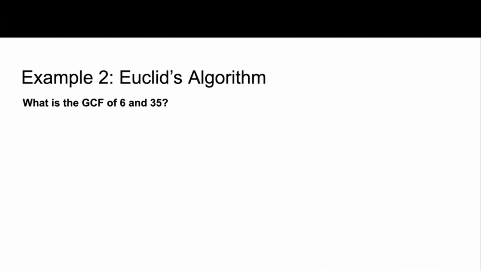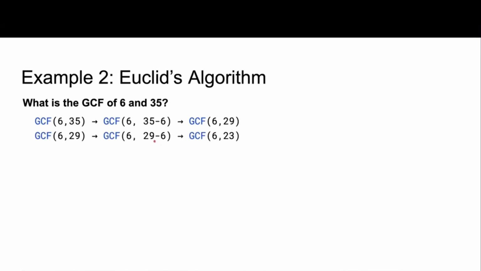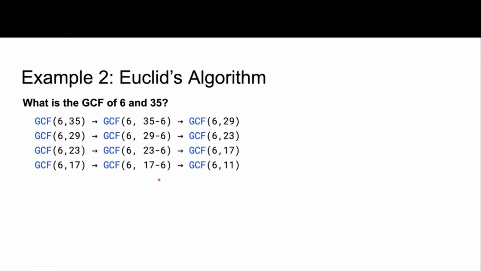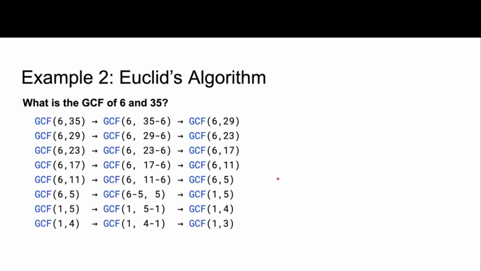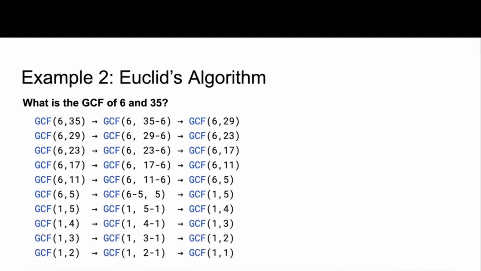Let's do another example. What is the greatest common factor of 6 and 35? First, we determine the largest number out of 6 and 35, and we subtract the smaller. So 35 minus 6 gives us 29. 29 minus 6 gives us 23. 23 minus 6 gives us 17. 17 minus 6 gives us 11. We continue this routine until we reach two equal values. The greatest common factor of 6 and 35 is 1.